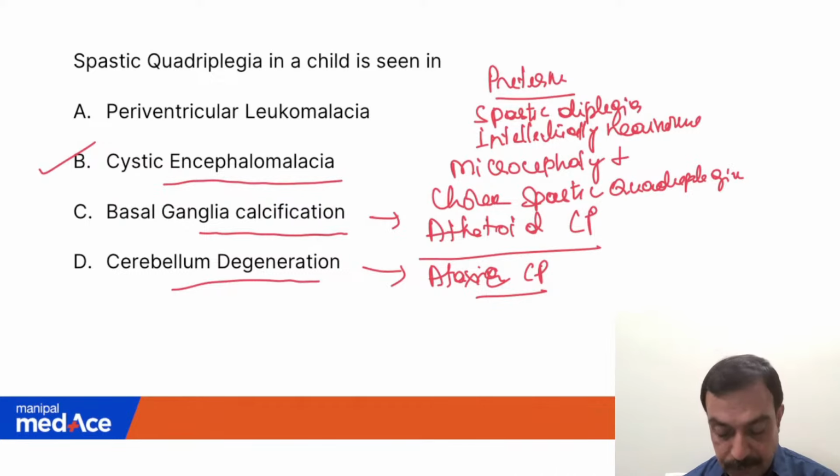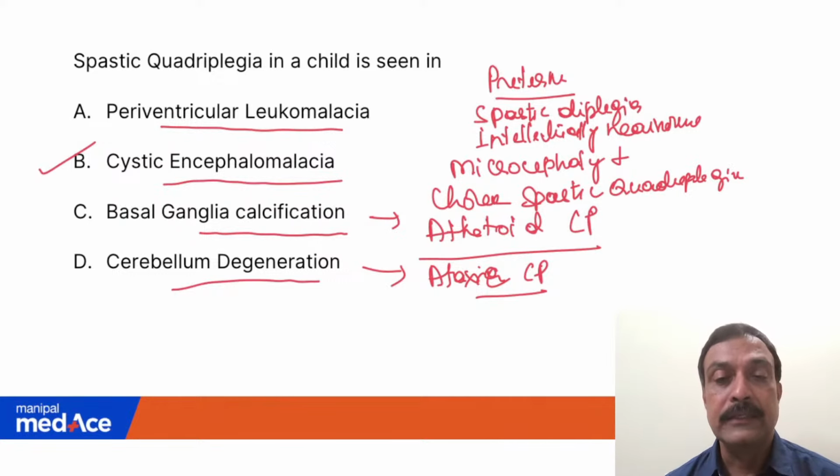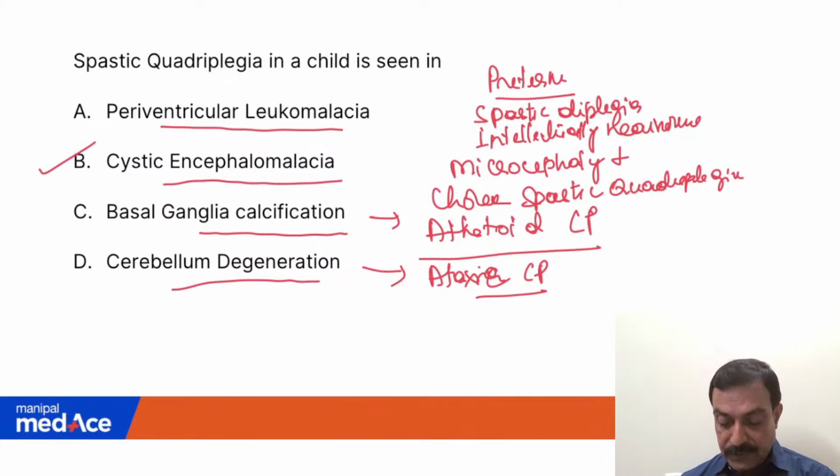Some of the literature may give you the answer as periventricular leukomalacia. Remember, periventricular leukomalacia is known to cause a spastic diplegia and not a spastic quadriplegia.